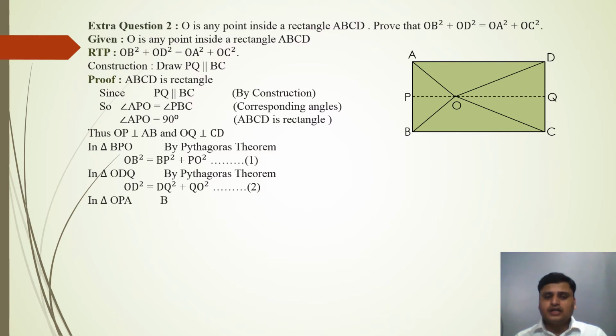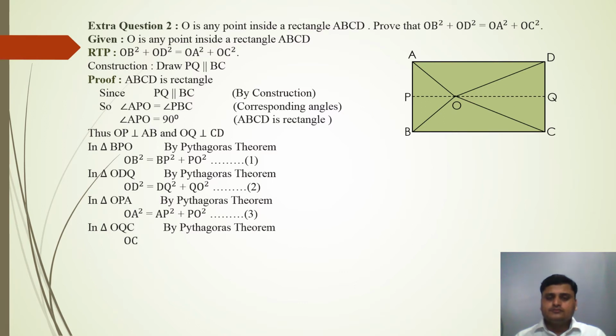Then we will go for triangle OPA, and again we will use the Pythagoras theorem. We can say that OA square is equal to AP square plus PO square, and assume this one as equation number 3. Now the last triangle which was left is OQC, and in this one also we will use the Pythagoras theorem: OC square is equal to CQ square plus OQ square, and assume this one as equation number 4.